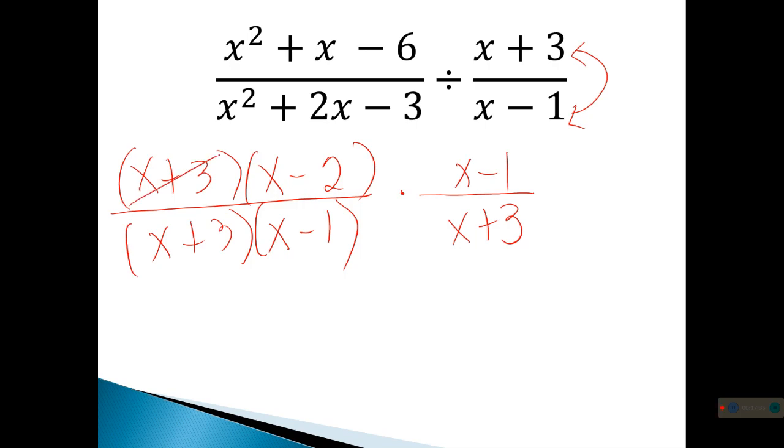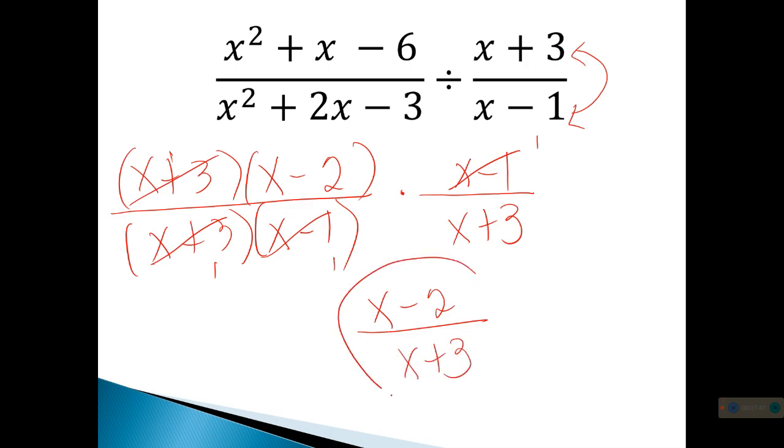Then, look again for the common factor. Okay, this will become 1. And x minus 1, this will become 1. So, your final answer here will be x minus 2 over x plus 3. Again, only factors are cancelled, not terms.